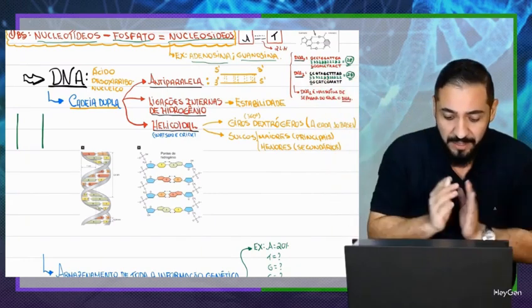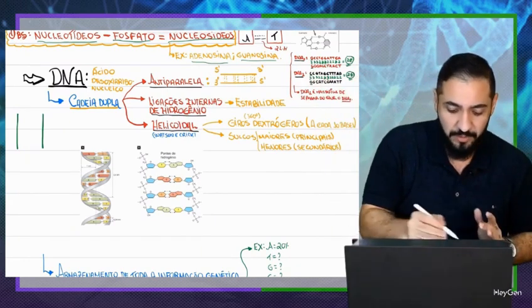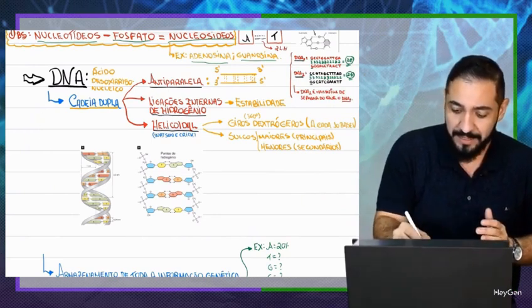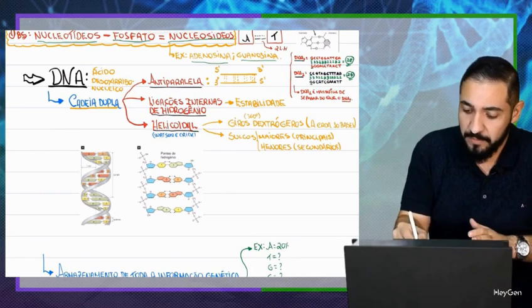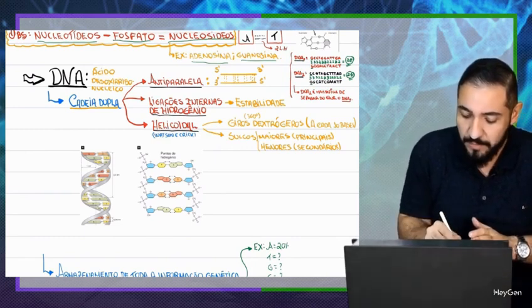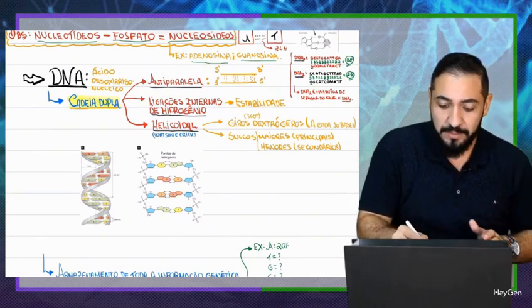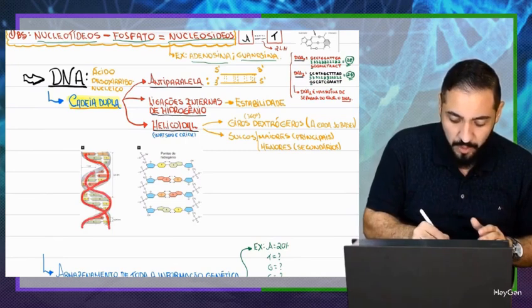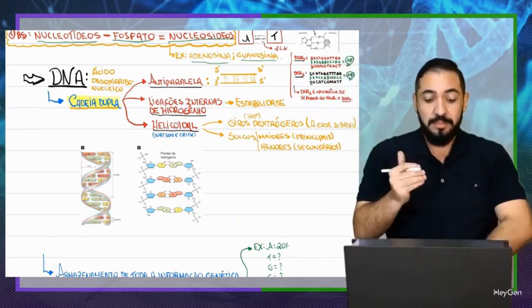So notice that DNA, folks, has some characteristics. The first thing: look how beautiful. DNA has a double strand. It is not made up of just one strand. DNA is made, I want you to look here, of one strand connected to another strand.